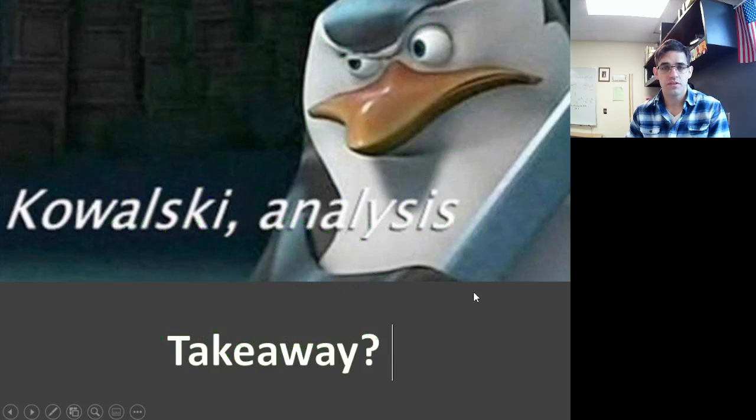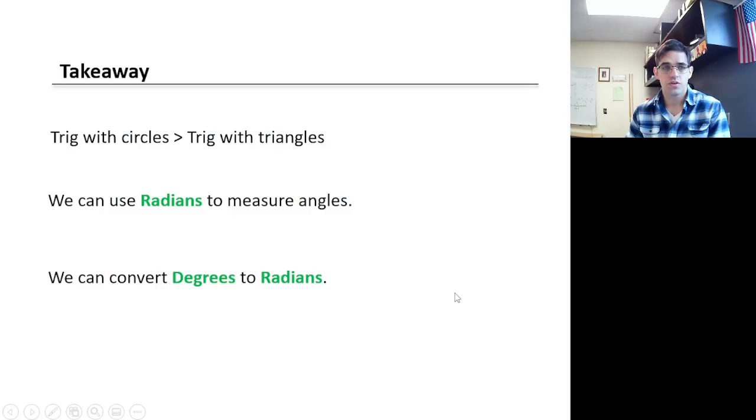Some takeaways for this lesson. Using trig with the unit circle is much more robust and useful than using trig with a right triangle. And we can use a new way to measure angles. It's called radians. And you can think of it as the length of the section of the unit circle made by that angle measure. And then we know how to convert between degrees and radians. So that's it for this lesson.